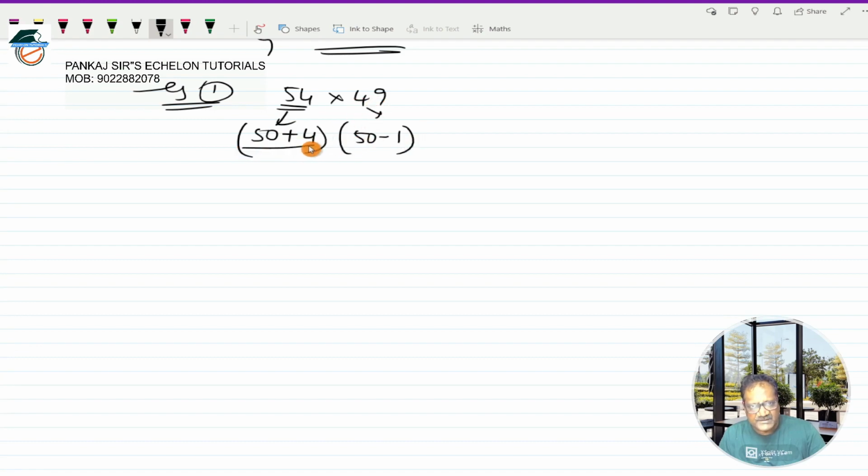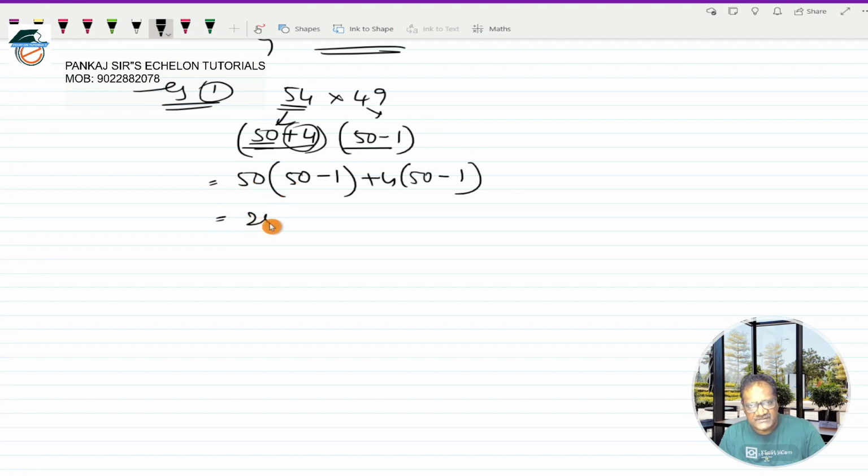Okay, so can I write this 54 as 50 plus 4 times 49 as 50 minus 1? Now this happens to be two binomials, isn't it? And if you want to multiply them out, you'll take the first term of the first binomial, multiply that with this one, then you'll take plus 4, this one, and multiply with the second one. This will be equal to 50 into 50 will be how much? Now 50 into 50, how you have to work out?